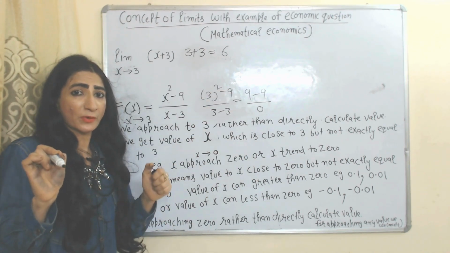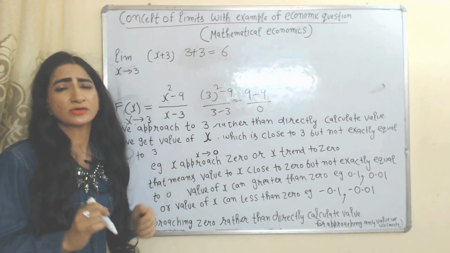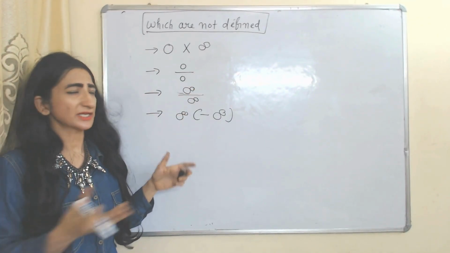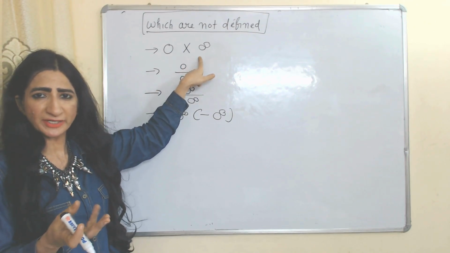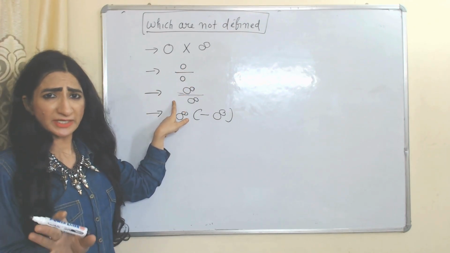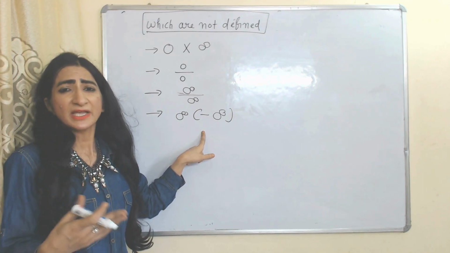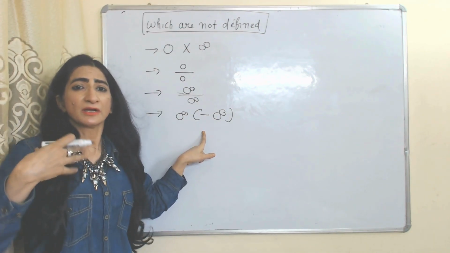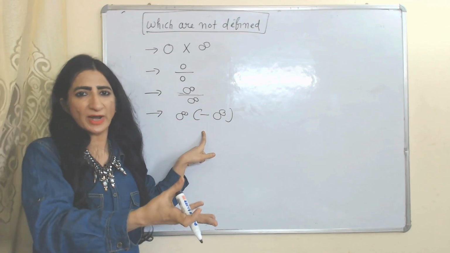So in order to approach any value or make our function defined, we use the concept of a limit. We mainly use the concept of limit in the case of undefined forms. For example, 0 times infinity is not defined, 0 over 0 is not defined, infinity over infinity is not defined, similarly infinity minus infinity is not defined. If our answer comes in any such form, then we will change it. That means through limits we try to make an undefined function defined.